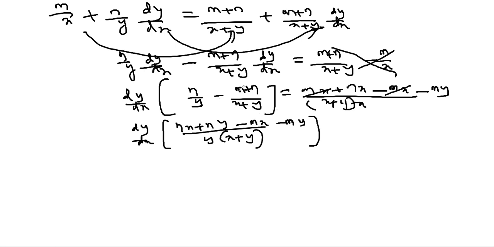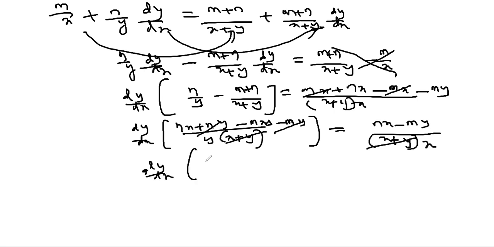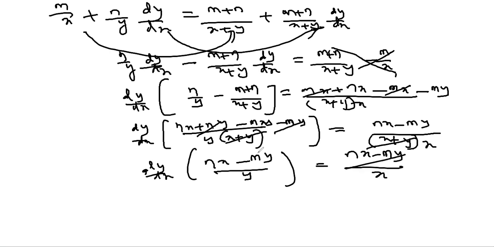N into x plus n into y minus m y minus n y is equal to nx minus my divided by x plus y into x. So these x plus y terms get cancelled. And here this is ny and this is ny, they get cancelled. So now remaining is dy by dx into bracket nx minus my divided by y is equal to nx minus my divided by x. So nx minus ny get cancelled.